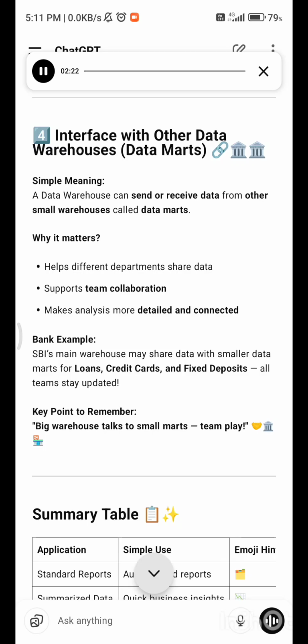4. Interface with other data warehouses, data marts. Simple meaning, a data warehouse can send or receive data from other small warehouses, called data marts. Why it matters: helps different departments share data, supports team collaboration, makes analysis more detailed and connected. Bank example. SBI's main warehouse may share data with smaller data marts for loans, credit cards, and fixed deposits. All teams stay updated. Key point to remember: big warehouse talks to small marts, team play.